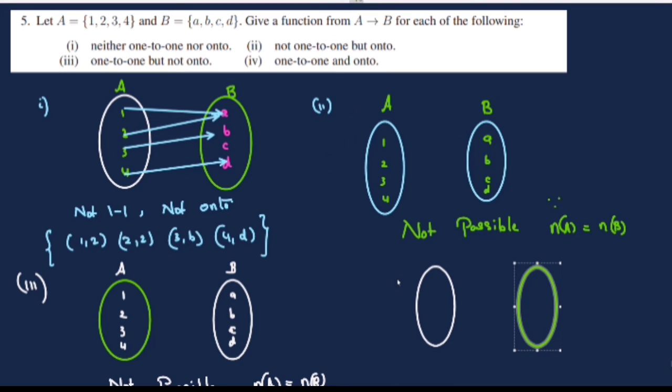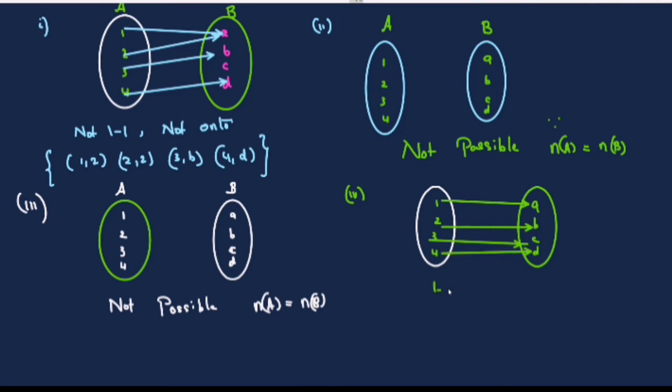Now what about the last one? This is easy. 1-to-1 and onto is very easy. Okay? So what are the elements? Write the elements: 1 to a, 2 to b, 3 to c, 4 to d. That's all. It is 1-to-1 and onto.